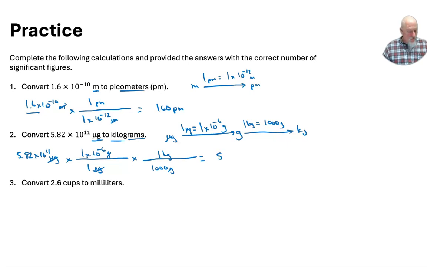5.82, or no, 582 kilograms. So 5.82 times 10 to the 11th micrograms is equal to 582 kilograms. Three significant figures, 3 significant figures.